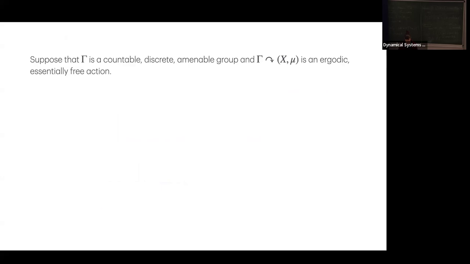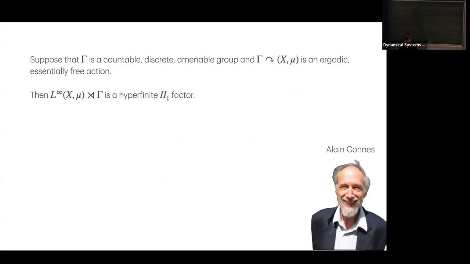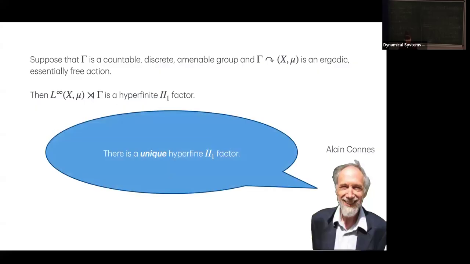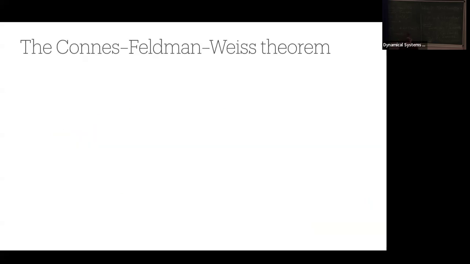So if we have a countable discrete amenable group and the action is ergodic and essentially free, then what we saw from the other slides, putting that all together, we get a hyperfinite II_1 factor as this crossed product. And Alain Connes showed that there is a unique hyperfinite II_1 factor. And in fact, this means that all such actions are going to be orbit equivalent. And for this, he got the Fields Medal in Warsaw in, I guess, 1983 or something like that.